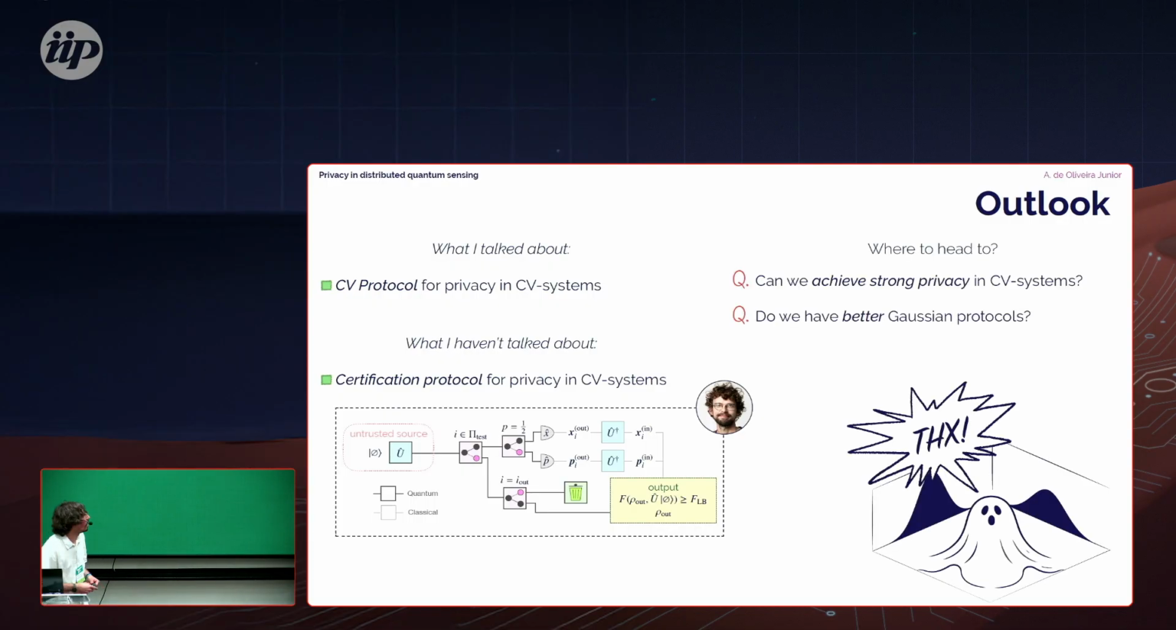And then I would like to leave with 2 questions. The first one is whether we can achieve strong privacy in continuous variable systems. Unfortunately, 2 weeks ago, I was in this workshop in France, and apparently I heard from Matteo that they already proved this first point. So the second question is, okay, if we cannot achieve strong privacy in continuous variable systems, what is the best thing that we can do? Do we have better Gaussian protocols?